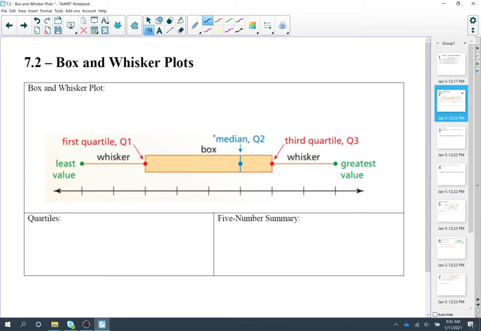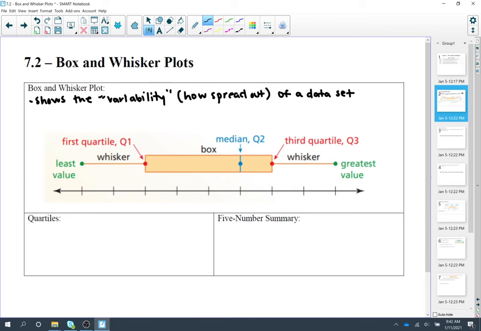Now, a box and whisker plot shows the variability, which means how spread out, okay, of a data set. One of the ways that it does that is because if you're looking at this box and whisker plot, down here, this is going to be your lowest value in your data set. This is going to be your highest value in your data set, which essentially is your range. And it's going to show by how long that box is, how spread out the data is.